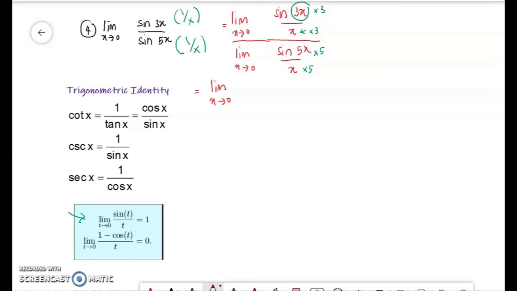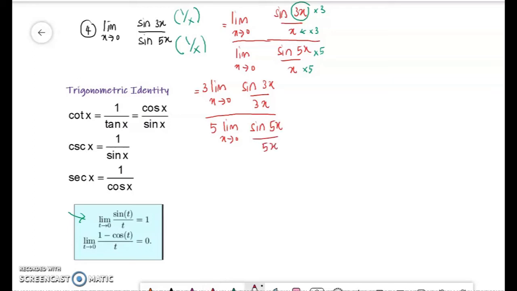So this one equals limit x approaches 0. So you have 3. Okay, 3 can move outside because 3 is a constant. So you have limit x approaches 0 of sine 3x over 3x, over 5. Okay, 5 is a constant, so you can bring it out. So limit x approaches 0 of sine 5x over 5x.